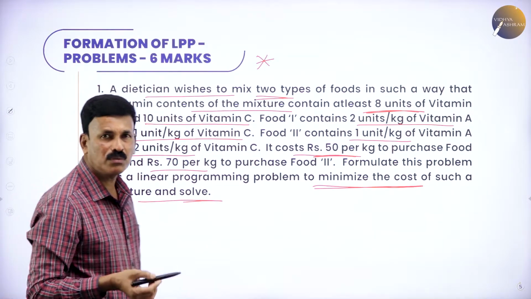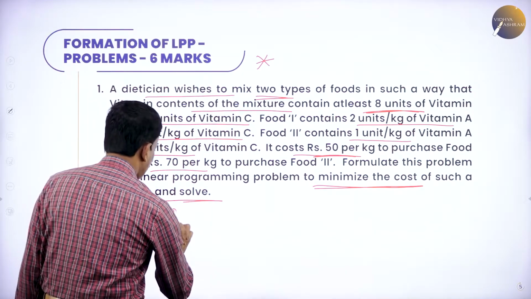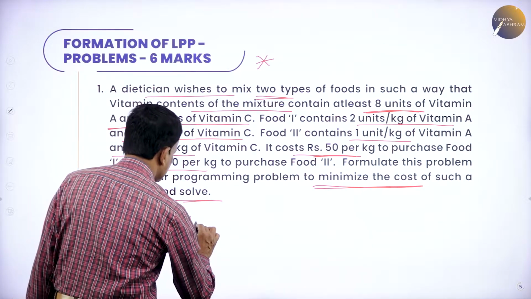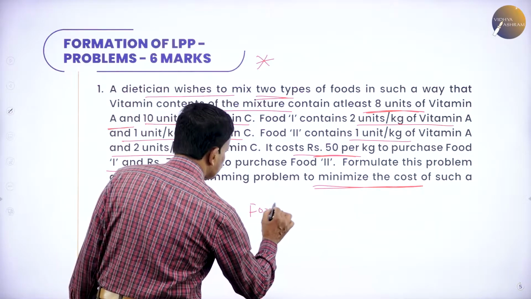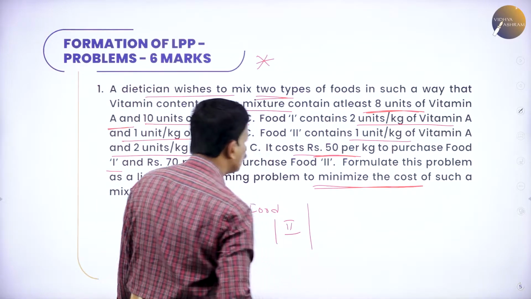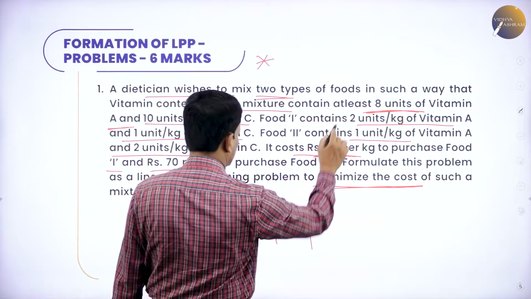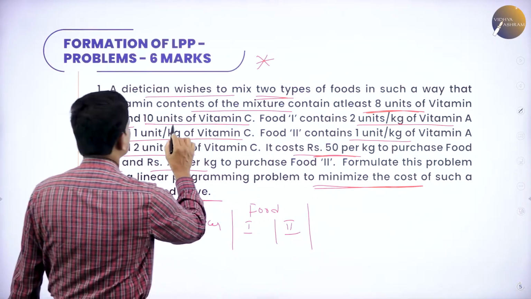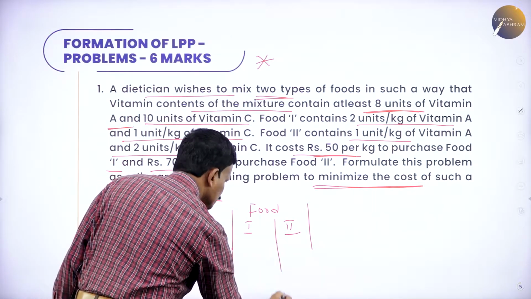Now just go to the problem again. Now what are the resources here? Let us formulate the table. Resources. And there are 2 types of foods, food 1 the first type and the second type. So a dietitian wishes to mix 2 types of foods. What are the 2 types of foods? Call them A and B.